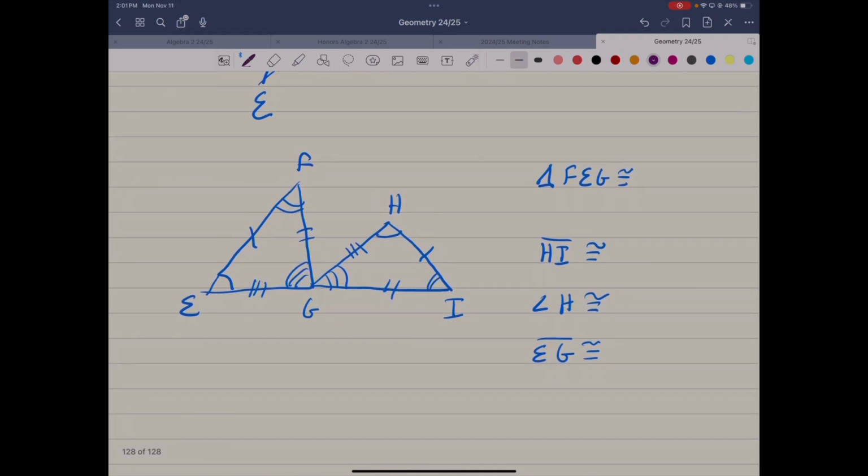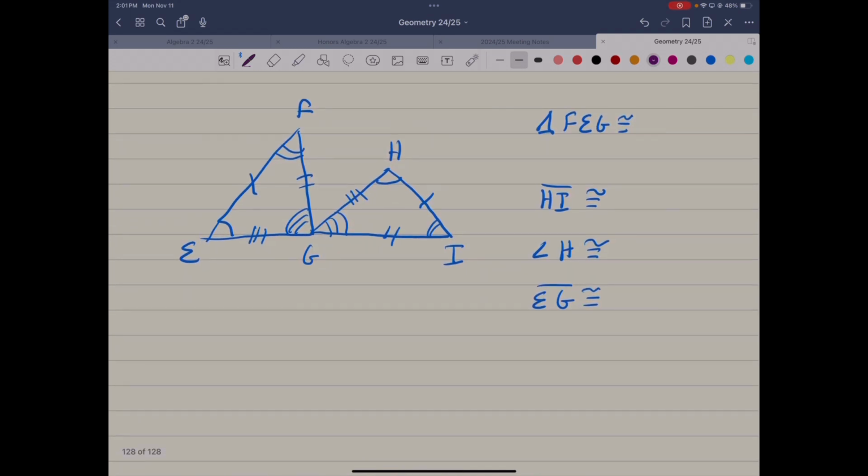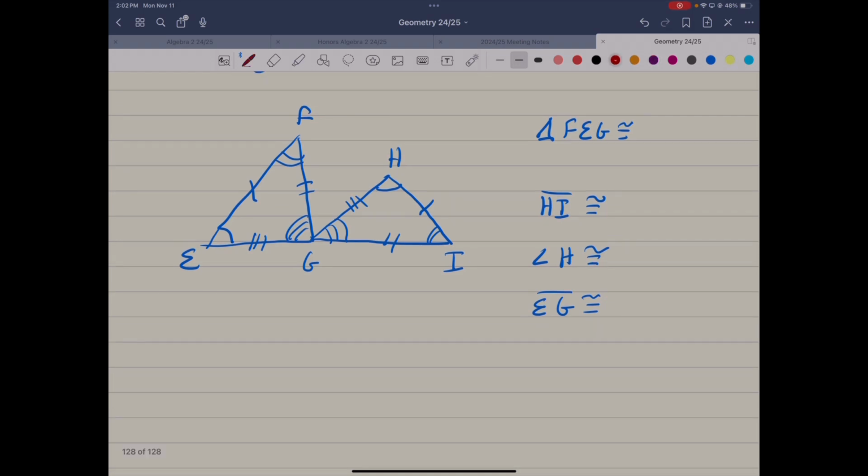All right, one last question for you. Given that drawing, you can draw it, you don't have to draw it. I just want you to answer these questions. Write the congruency statement. So triangle FEG is congruent to which triangle? Side HI is congruent to what side? Angle H is congruent to what angle? Side EG is congruent to what side? So if that drawing, answer those four questions, then I think we're going to be good to go.